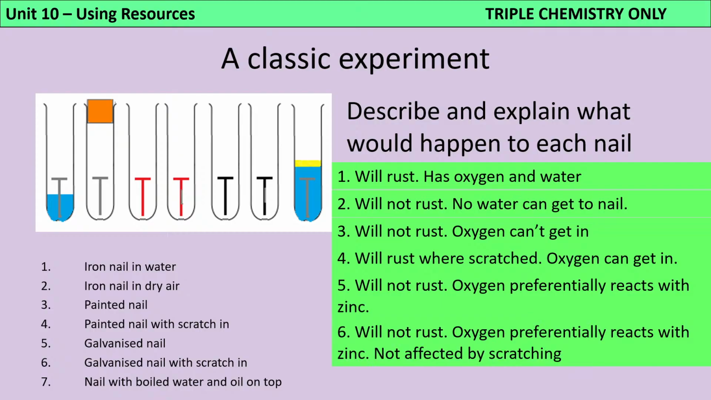The sixth one still won't rust because as long as the zinc is anywhere on there, it will be oxidised preferentially. So unlike the paint, it doesn't matter if it gets scratched. And then the last one won't rust because oxygen can't get in.